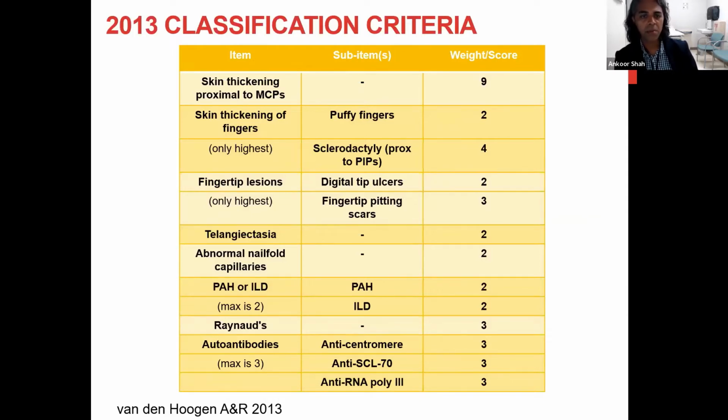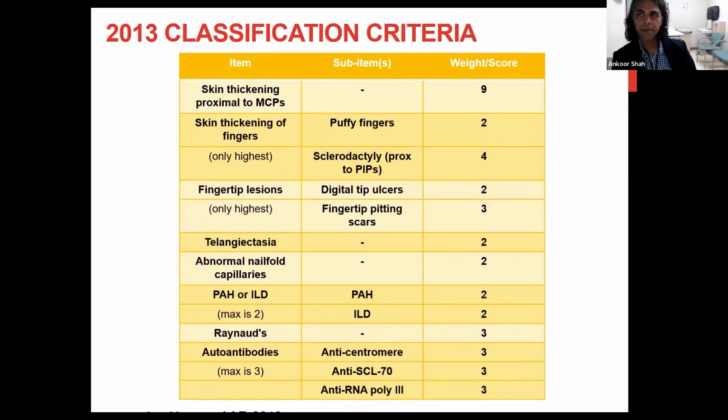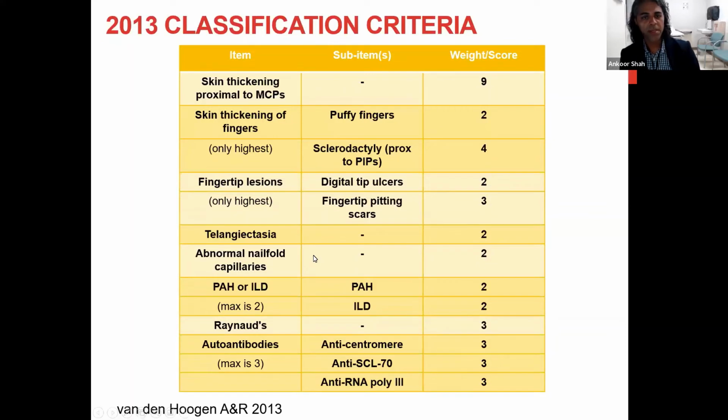You can see here a number of different clinical features and a weight or score that can be assigned to them. In patients with skin thickening or tightening proximal to the MCPs, this is given a weight or score of 9 points. In the absence of any other disease, this is somewhat diagnostic for systemic sclerosis. In the absence of this, however, we look for other clinical signs. Puffy fingers or sclerodactyly can provide 2 to 4 points on the score. Fingertip lesions are also weighed. The presence of telangiectasia and abnormal nail fold capillaries, and we'll see pictures of this. The presence of pulmonary artery hypertension or interstitial lung disease, Raynaud's or autoantibodies can also provide a score.